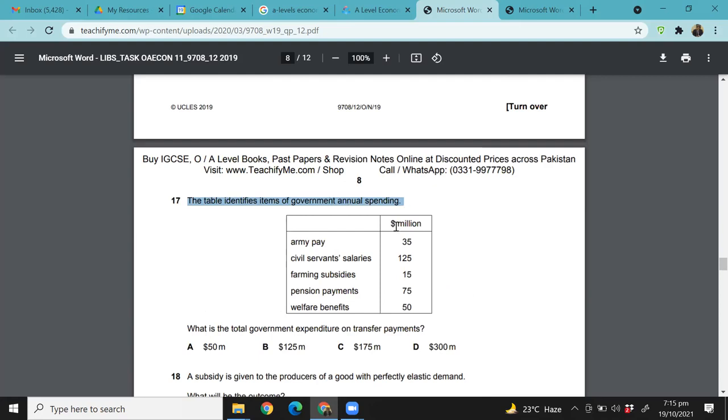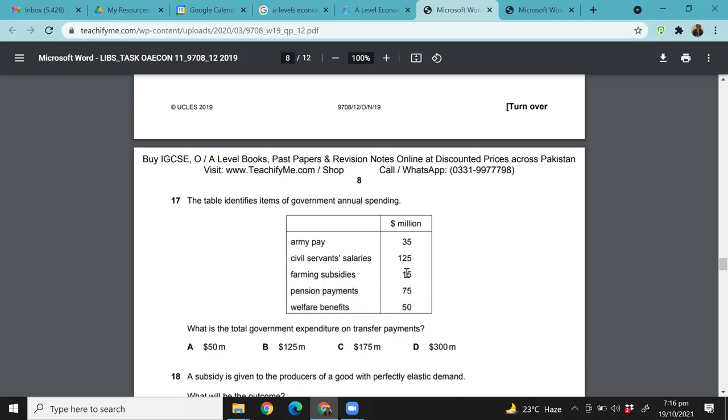What will be the government expenditure on transfer payment? What will be the government expenditure on transfer payment? This is exactly the question that you were asking me yesterday, whether pensions are part of transfer payments or not. So farming subsidies, pension payments, welfare benefits. If we add these three up, that would give you 90 and 50, 140. So there's no option of 140.